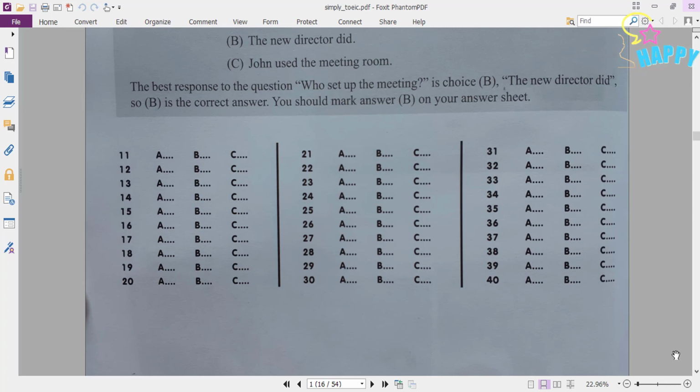Number 30. Where's the nearest ATM? A. In the next street. B. Have you searched the office? C. On the roof.